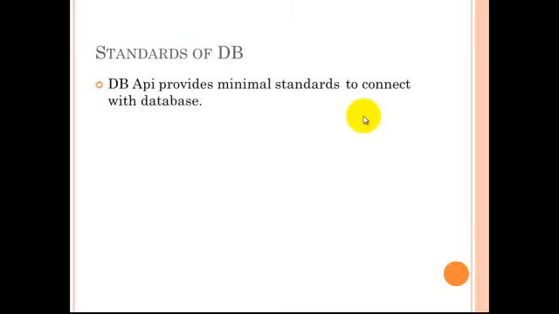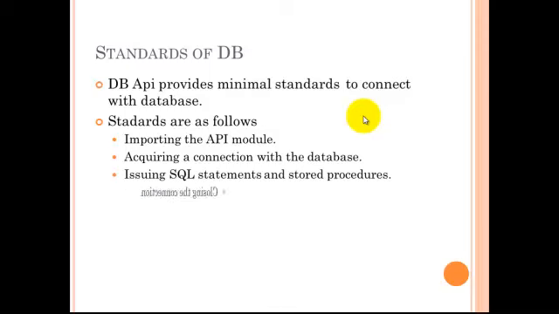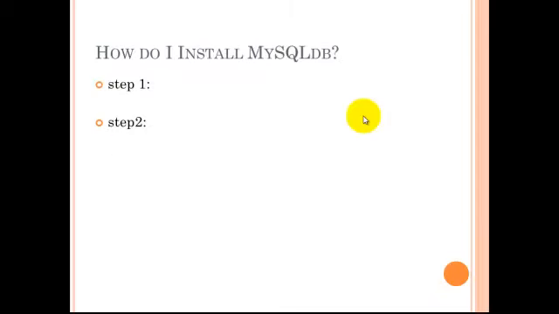What are the standards we follow? Minimal standards to connect with the database. These standards are one API module which we are going to import, acquiring a connection with the database, and the statements that we will issue for connectivity as well as stored procedures. As usual, at the end of the program, we close the connection to the database. What steps will we follow during the process?